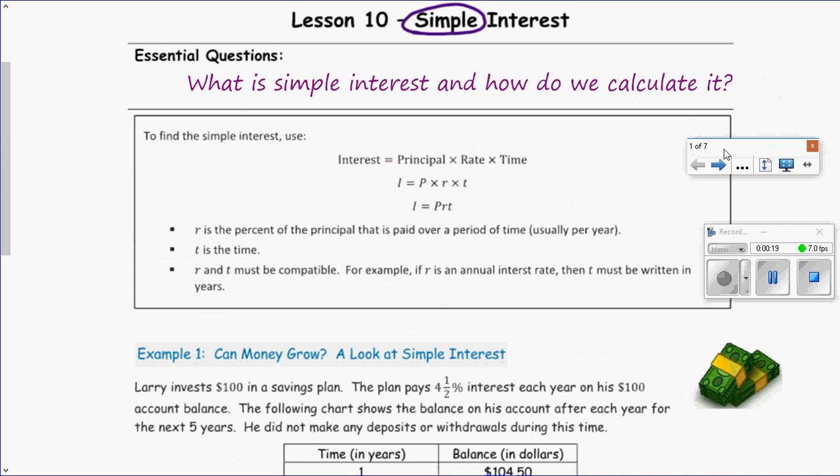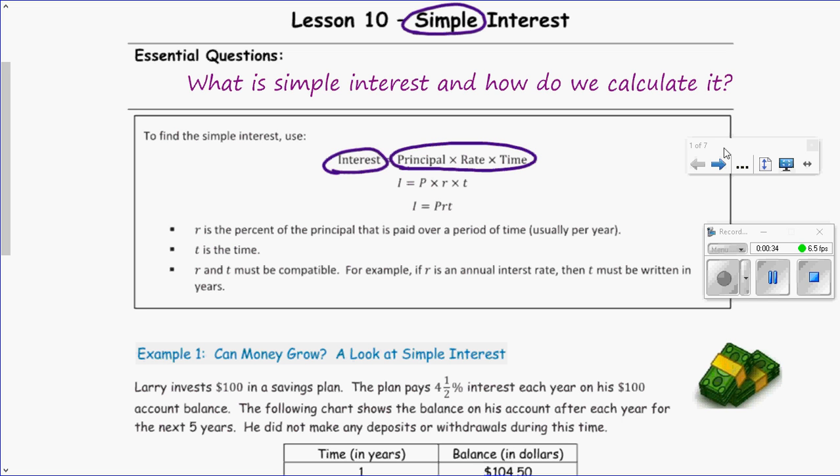So you've got your essential question written down, and now we're going to be talking about what interest is and how we find it. How we find it is we do the principal times the rate times the time. Well, what are all these words? What do they mean? So I is the interest.